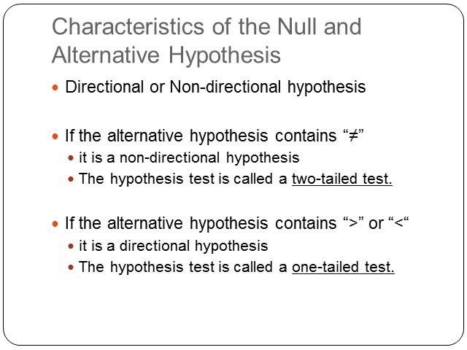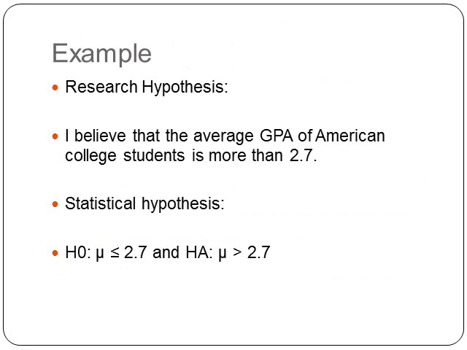We have directional and non-directional hypotheses. If the alternative contains an inequality, not equal to, it is non-directional. If it has a greater than or less than sign, we have a one-tailed test or a directional hypothesis.